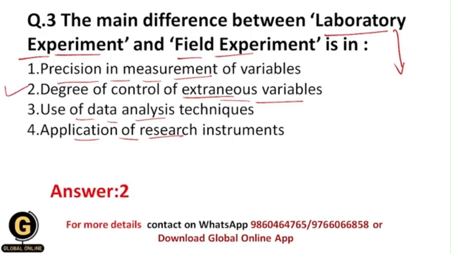The degree of control of extraneous variables is the main difference between laboratory experiment and field experiment, because precision in measurement of variables can be done in both experimental methods, and the precision won't change whether it is a laboratory experiment or a field experiment. As well, you can use lots of data analysis techniques in both research methods, they won't change, and also you can apply different research instruments, they also won't change. But the correct answer is the second, because the degree of control of extraneous variables changes between the laboratory experiment and the field experiment.